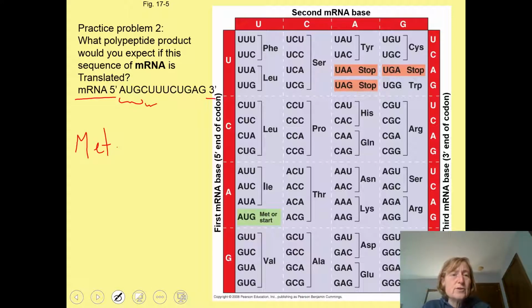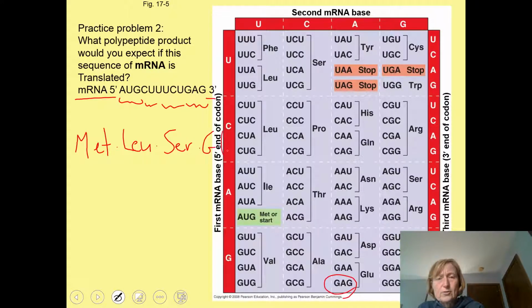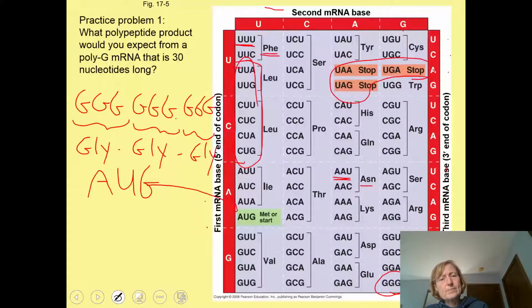What does CUU code for? Well, I have to look it up. CUU codes for leucine. What does UCU code for? Gotta look that one up too. UCU. Oh, it codes for something called SER or serine. And what does GAG code for? Where's our G? GAG. You're down here. Codes for GLU, glutamic acid. Okay? There we go. We just made our polypeptide product.